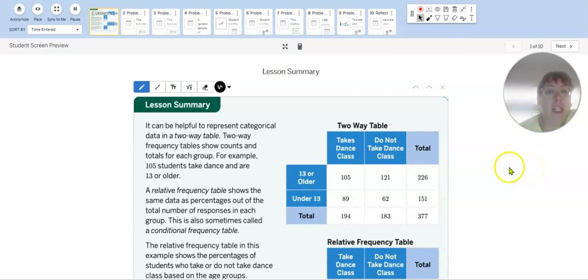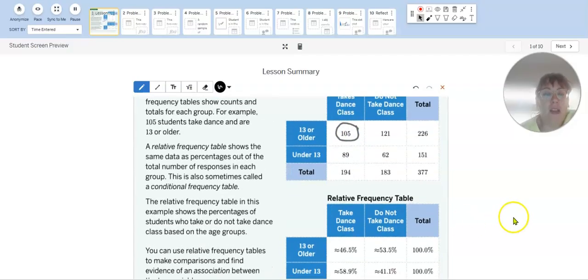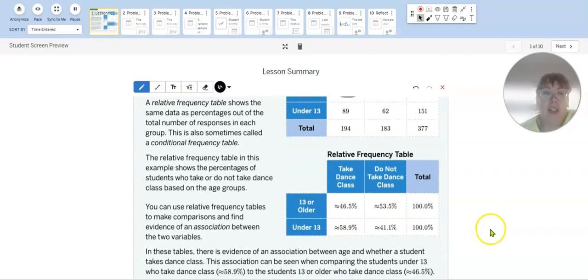Okay, my friends. So we're looking at that 3.2 lesson practice now. Our lesson summary says it can be helpful to represent categorical data in a two-way table. Two-way frequency tables show counts and totals for each group. So you can see here that 105 students take dance and are 13 or older.